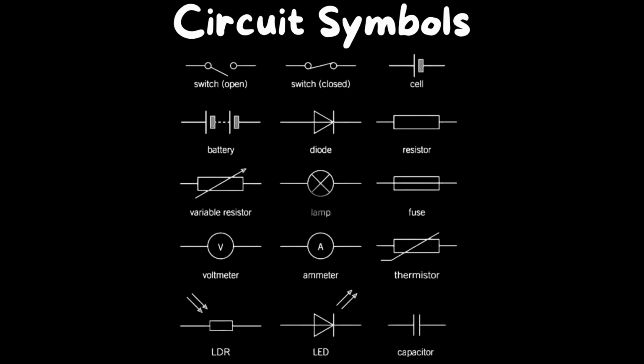Here's a list of all the circuit symbols you're going to need. You would have come across all of them except one, that is capacitors. We will not be using this in year 12, but we will be using it in year 13 under the capacitors concept. So please make sure that you learn all of them for now except capacitors, alright?